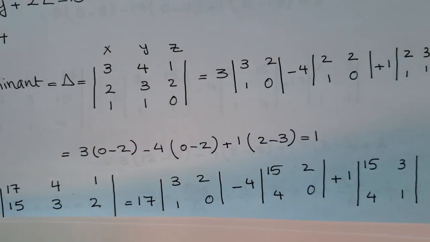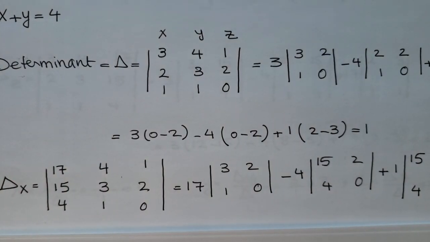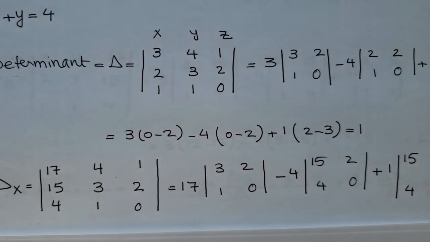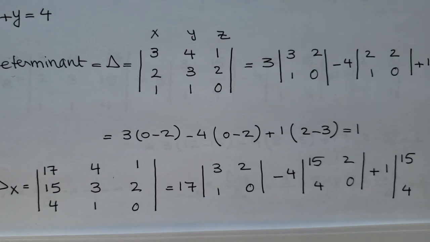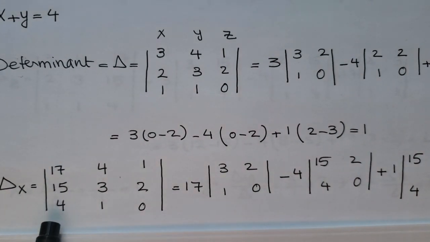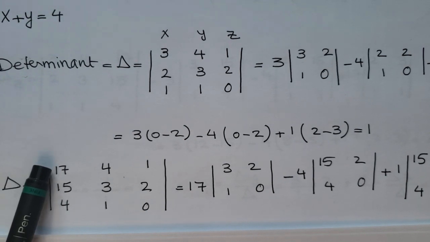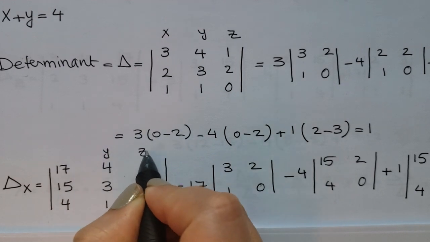After that, we have to find another 3 determinants. First we calculate the determinant of x. Because we are forming the determinant of x, and x is the first variable, the first column is replaced by the constants, which are 17, 15, and 4. The second and third columns, related to y and z, stay the same.